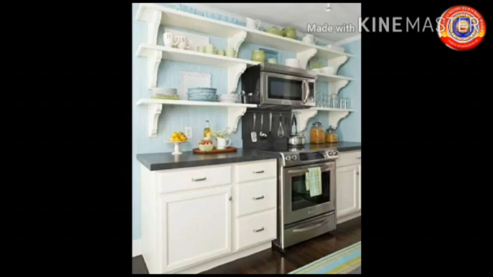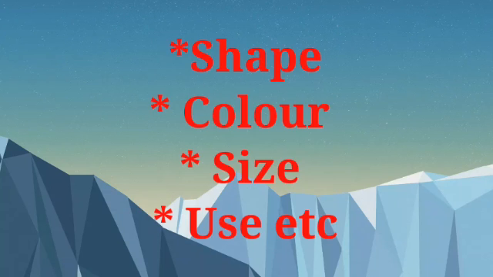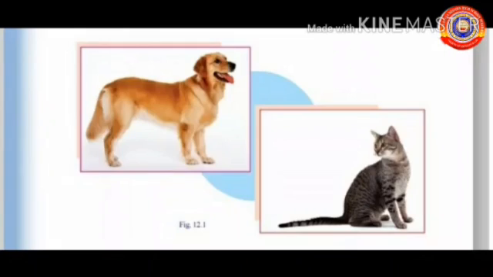Human beings show a tendency to classify things around them. What are the basis for such classification? The classification is based on shape, color, size, hues, etc.